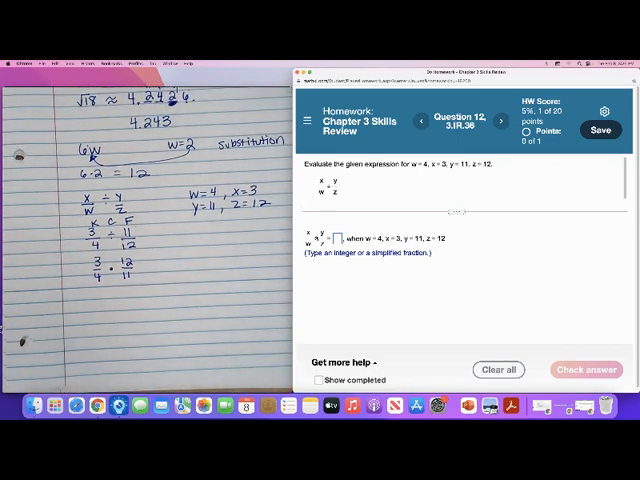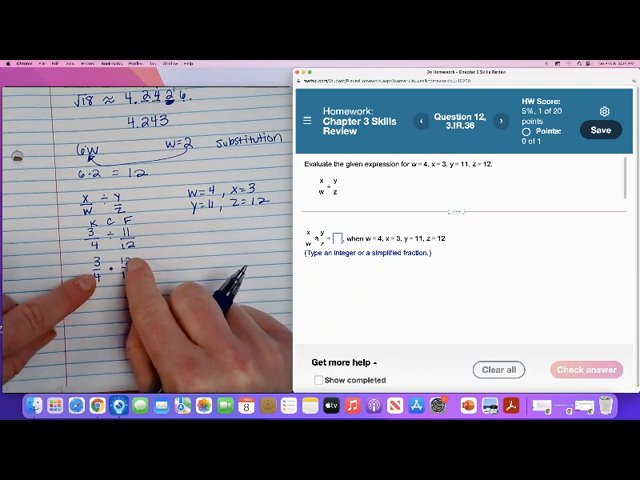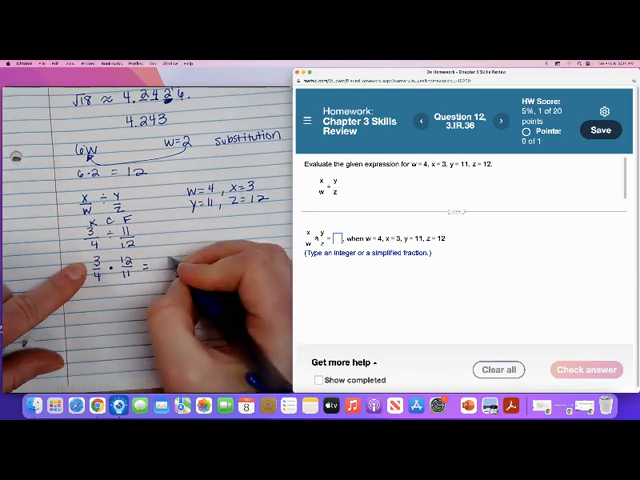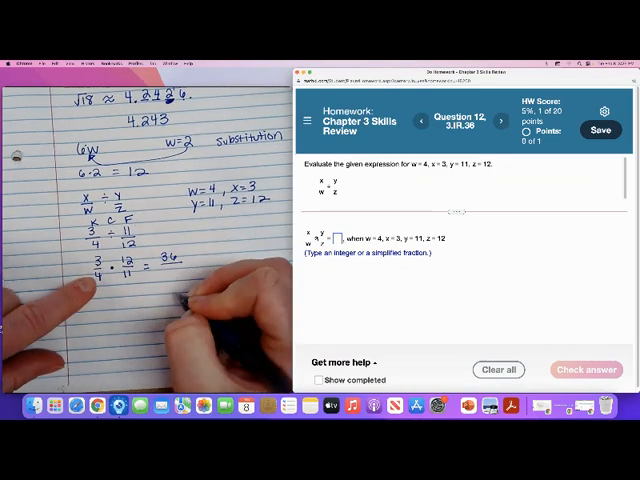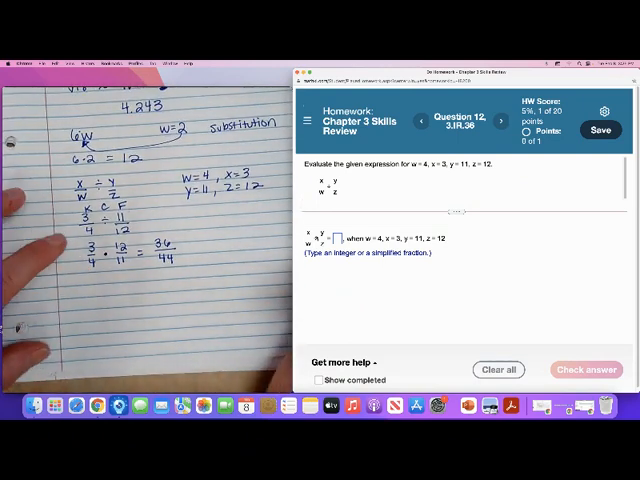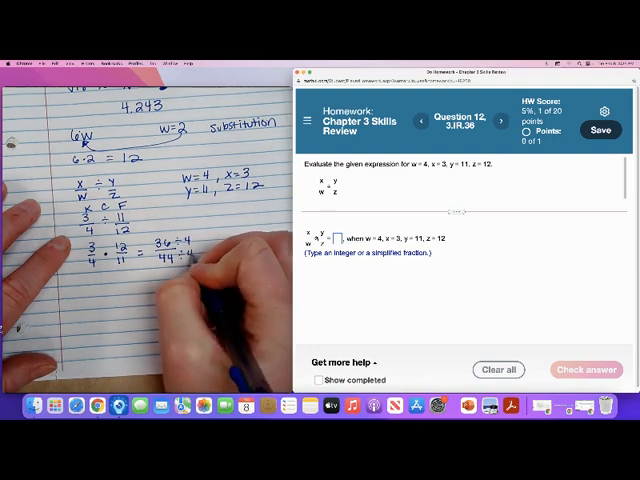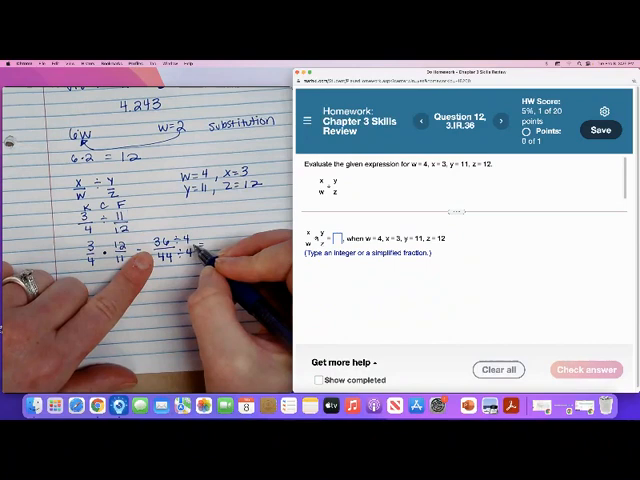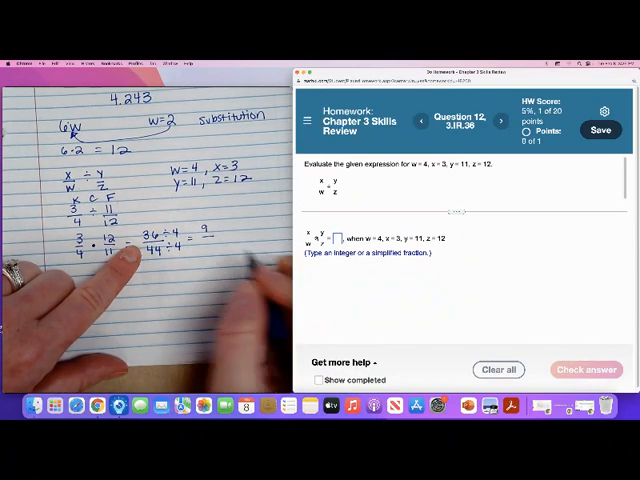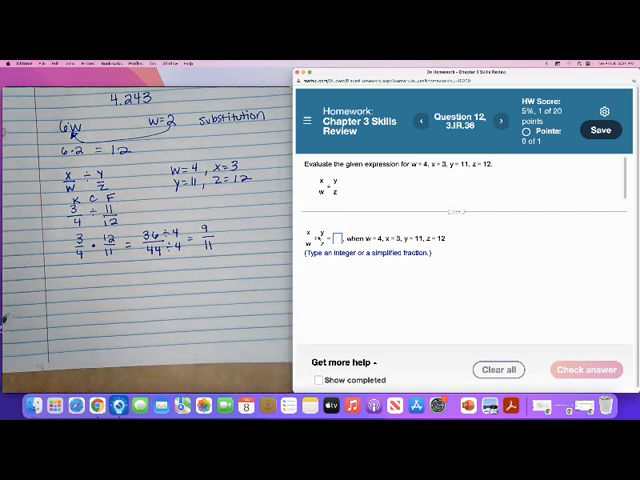You can multiply straight across, or you can simplify the ones that are across from each other. Either way is fine. 3 times 12 is 36. 4 times 11 is 44. And then you look and see if you can reduce them. I know both of these can be reduced by 4. So I'm simplifying by dividing by 4. 36 divided by 4 is 9. 44 divided by 4 is 11. So my solution is 9 over 11.